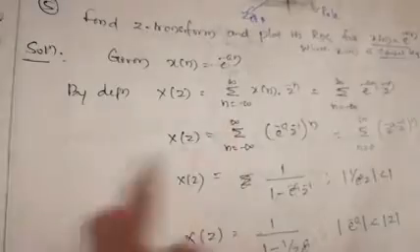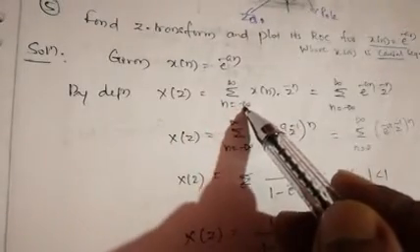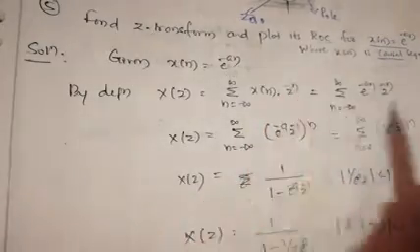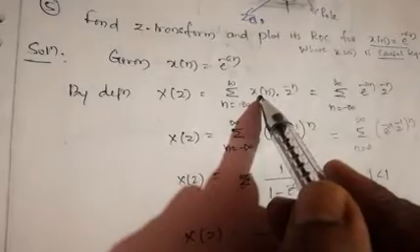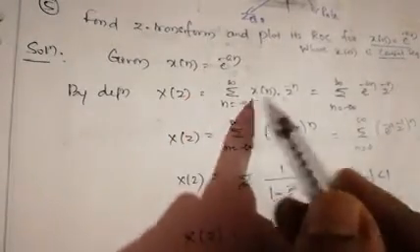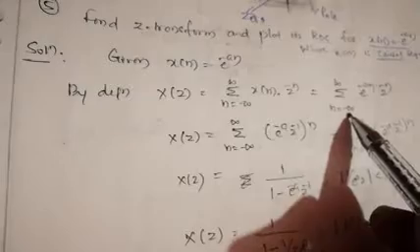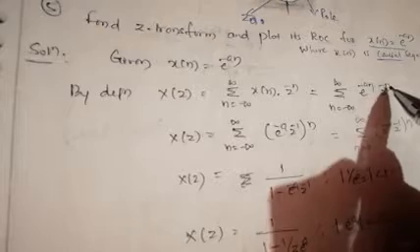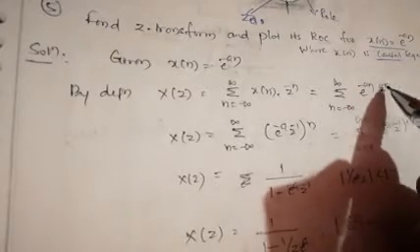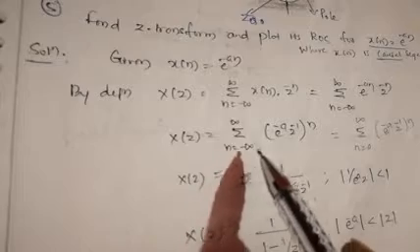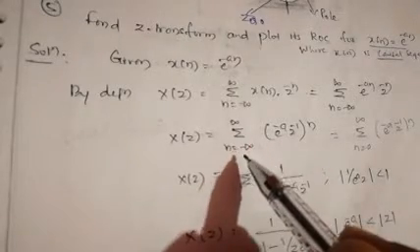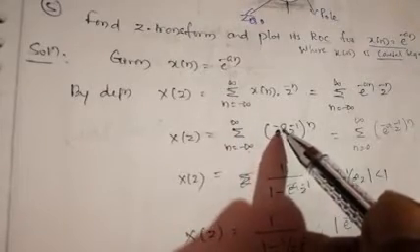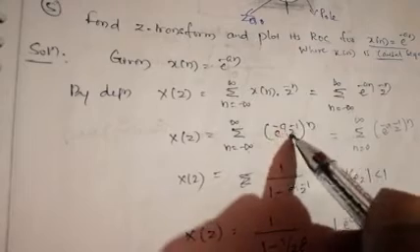X of Z equal to summation over the limits minus infinity to plus infinity x of n Z to the power minus n. In this case we are going to substitute x of n here. So hence summation n equal to minus infinity to plus infinity e to the power minus a z to the power minus n. In these two terms the power n is common. So let us take the common power term n: summation n equal to minus infinity to plus infinity, inside the bracket e to the power minus a multiplied by z raised to minus 1.